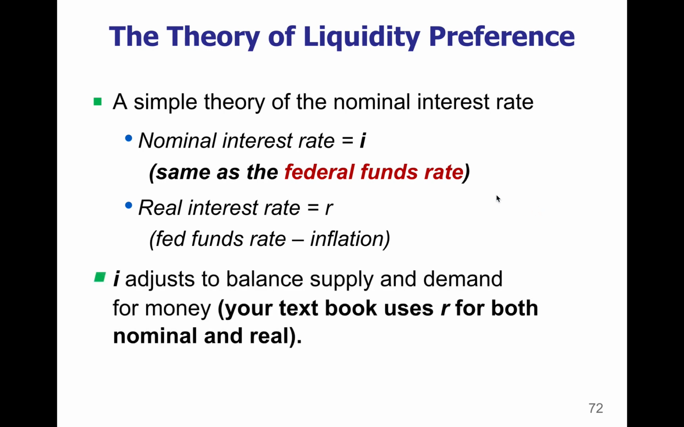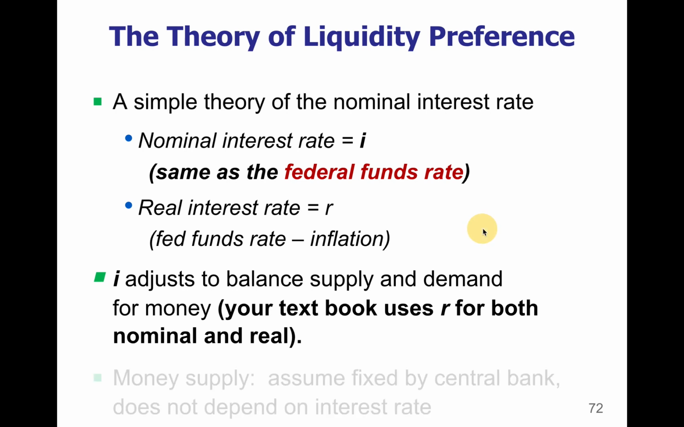So i adjusts on our money supply and money demand graph based upon the supply and demand of money in the economy. Because some economists use both little i and little r interchangeably on your money supply and demand graph, you can use either one to label the vertical axis of your graph. Technically, the little i is more correct, but your textbook uses little r for both real and nominal interest rate.